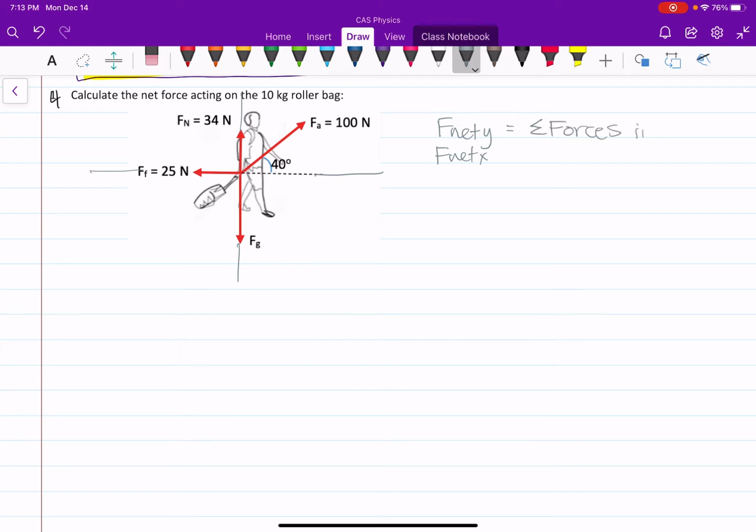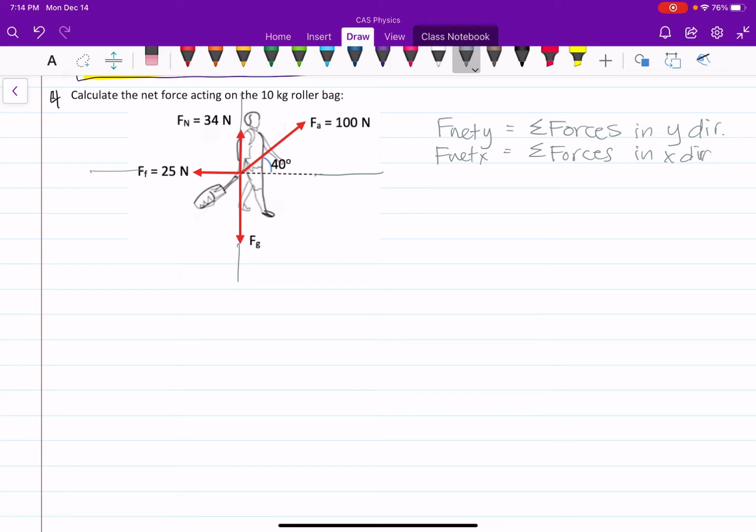in the y direction, right? So up and down, y direction. And then F net x is the sum of the forces in the x direction. So left and right. All right, so that's what we're going to do. We're going to break everything up.